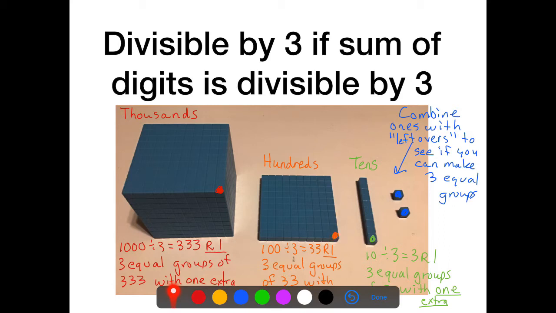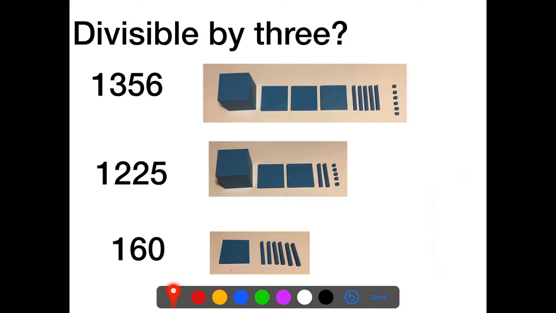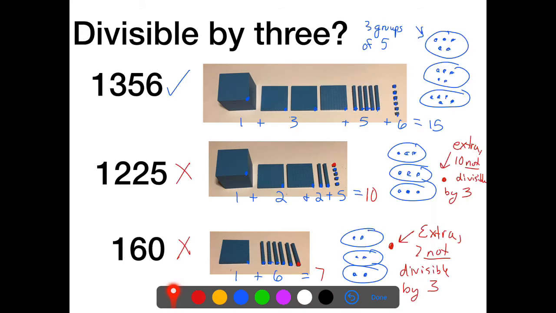So in this case, I take all of my leftovers, and if I can break my leftovers into 3 equal groups, the whole number is divisible by 3. In the case of what I have on the screen, there's 1, 2, 3, 4, 5 leftovers. 5 is not divisible by 3, so this number is not divisible by 3. Let's look at some examples. Try these and check back in.